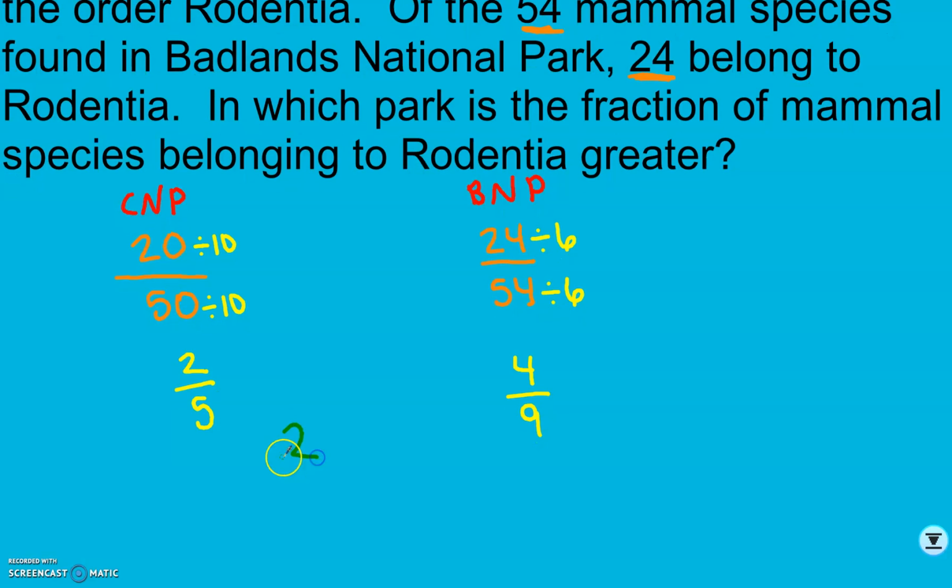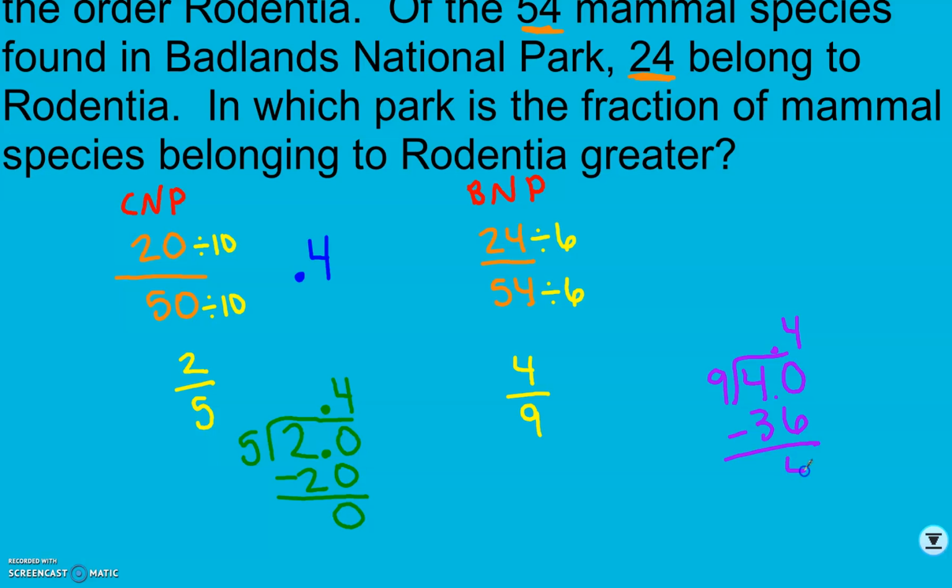I'm going to take 2 divided by 5. 5 doesn't go into 2, but it does go into 20. Bring up my decimal, 4 times. And when I multiply back, I have a remainder of 0. So here, this is 0.4. 4 divided by 9. 9 doesn't go into 4, but it does go into 40. Bring up that decimal, 4 times, which is 36. Subtract, we get a 4.